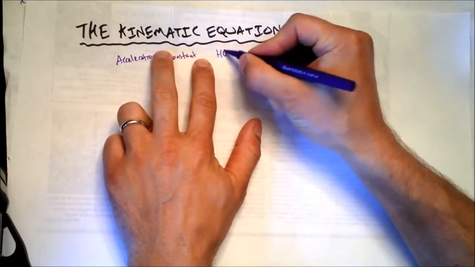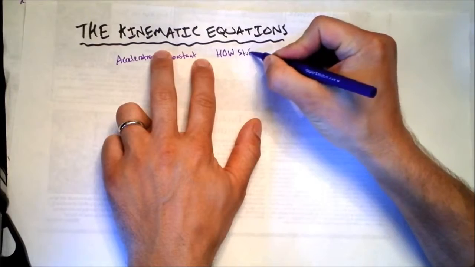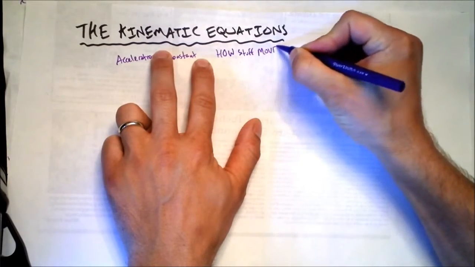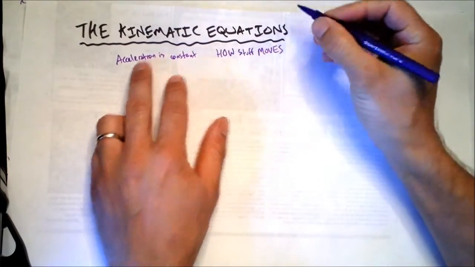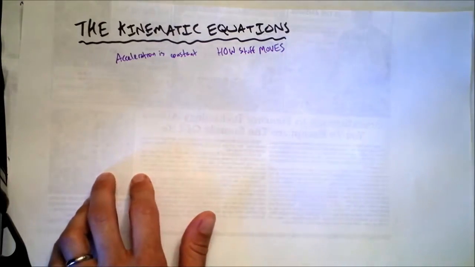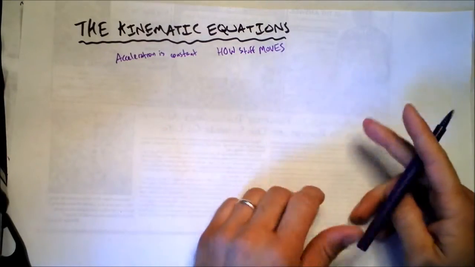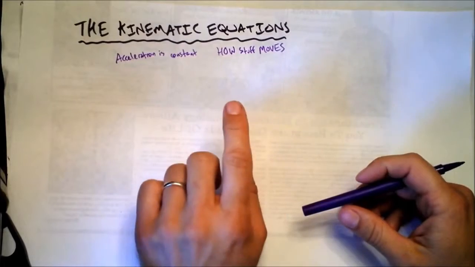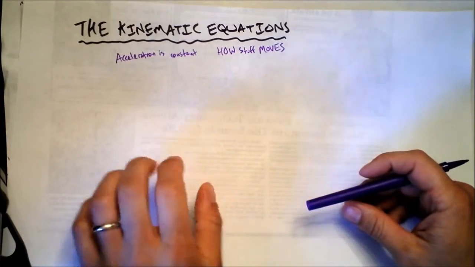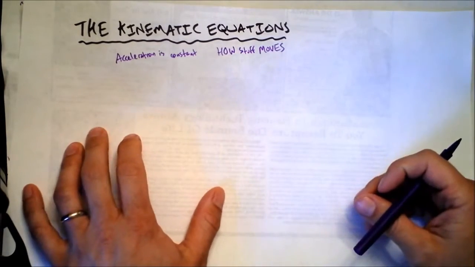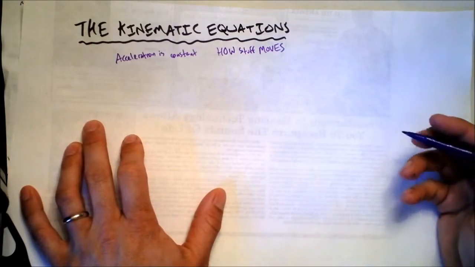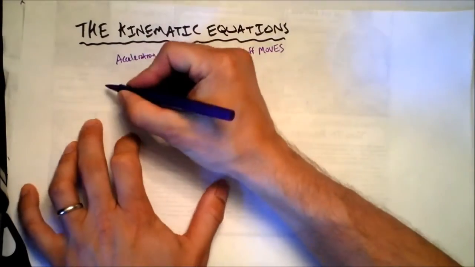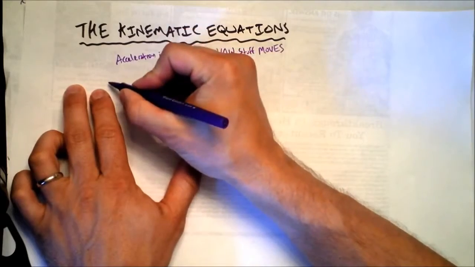This tells us how stuff moves, not why, which would have to do with forces and, generally, just forces and torques, but the kinematic equations are telling us simply how things are moving. So I'll write the 4 kinematic equations down, and you want to memorize these, so I'll name them for you also. We'll talk a little bit about how they work.